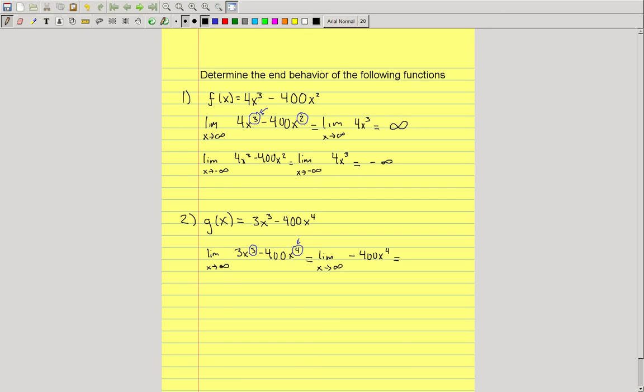And now we look at the particular values at hand. 4 is an even power, and an even power of any number x is going to be an even value, or a positive value, and a positive value times the negative value, negative 400, is going to give us negative infinity. We're going to have a very large positive number times a negative number, which is ultimately negative.